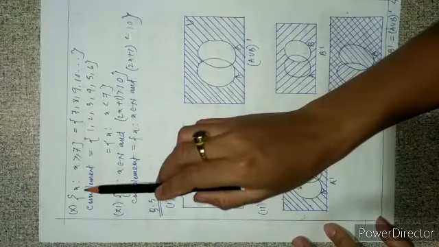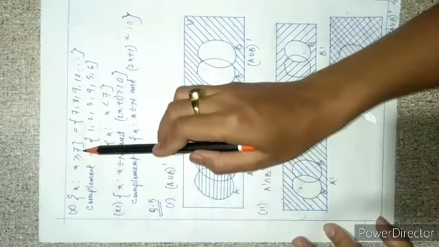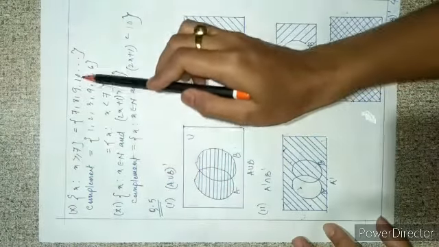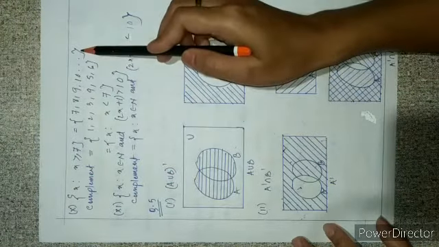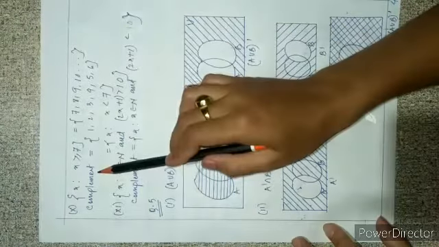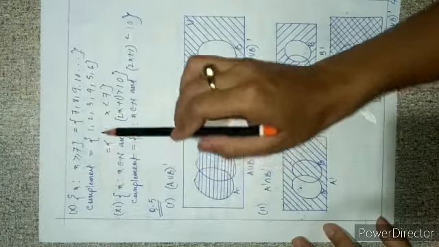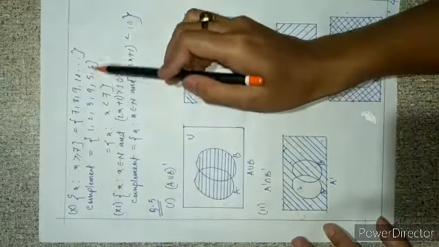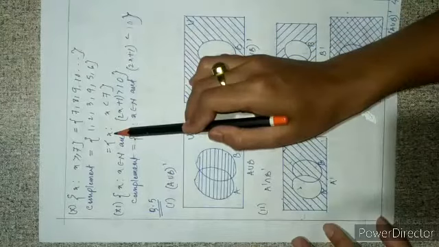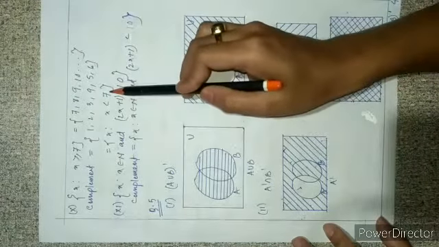Number 10: x is greater than or equal to 7, and so the elements of the set will be 7, 8, 9, 10 and so on. There are infinite natural numbers which are greater than or equal to 7, and so its complement will be 1, 2, 3, 4, 5 and 6, which can be expressed in set builder form as x is less than 7.